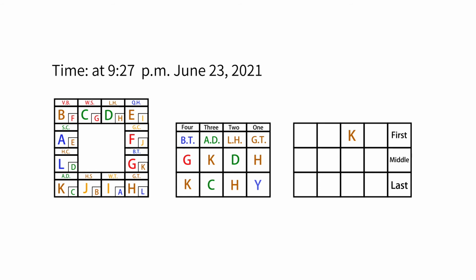After getting the first transmission, we regard the first transmission K as the earth plate and see what symbol the heaven plate is. It is G. So we use G as the middle transmission. After getting the middle transmission, we regard the middle transmission G as the earth plate and see what symbol the heaven plate is. It is C. So we use C as the last transmission.